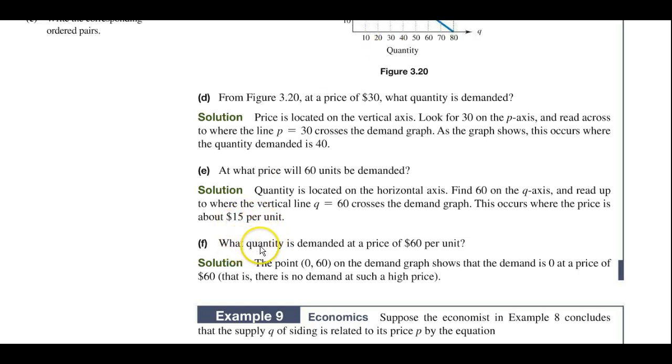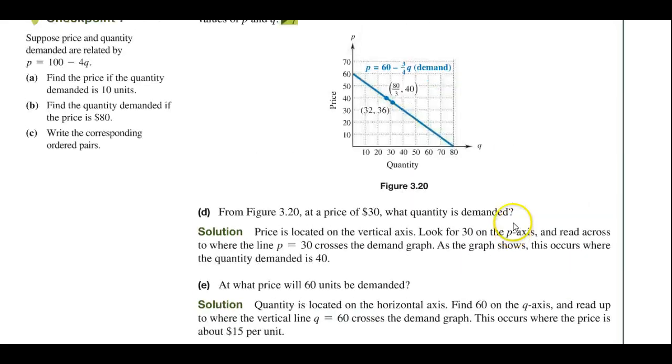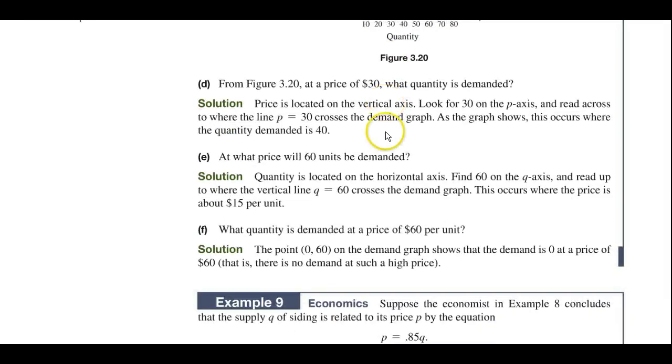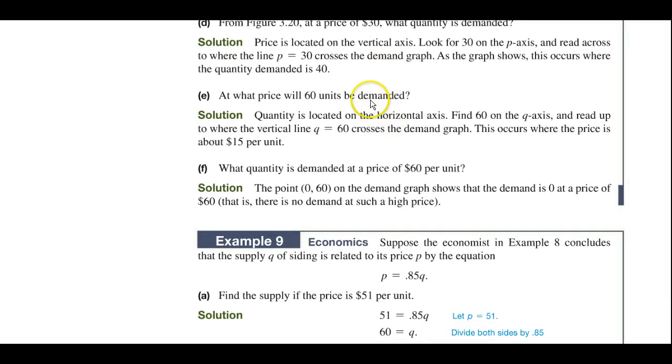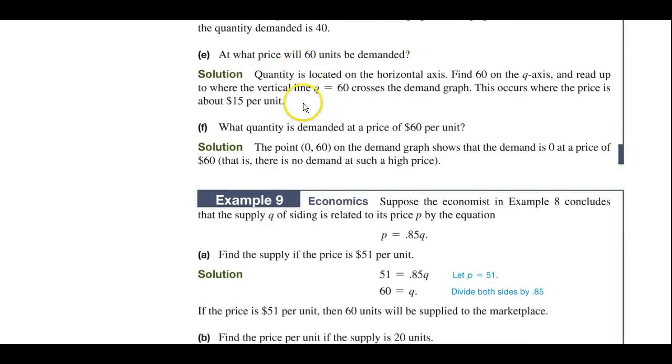And what quantity is demanded at the price of $60 per unit? Well, if you go there, and I think we can go back up here. Yes, there we go. At 60, we have sales of 0. There's a 0 there because it's just too expensive. People aren't going to buy it. Now, there's always somebody going to buy something, but that's just going along with what they have here.